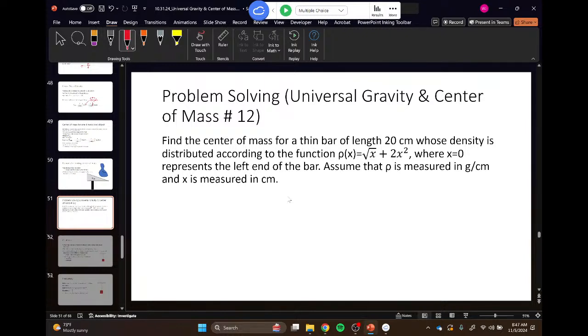Remember, you always need to define the origin. That's going to come up in your lab today. Where x equals 0 represents the left end. That's my origin. X equals 0 is the left end of the bar. If I do not define the origin, you can get an infinite number of answers that all make sense depending on your frame of reference. Assume that rho is measured in grams per centimeter and x is measured in centimeters.